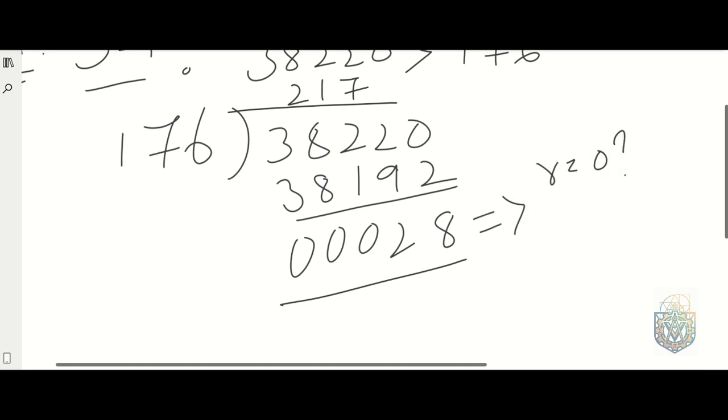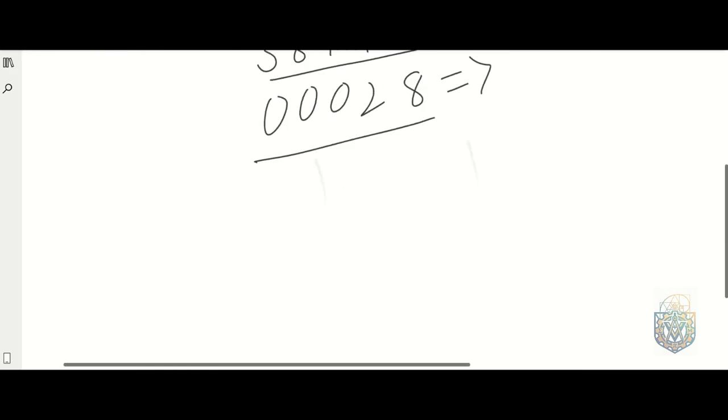So what you have to do? It is a no. The remainder is not equal to 0. So what you have to do? You have to continue. Okay, you have to continue.